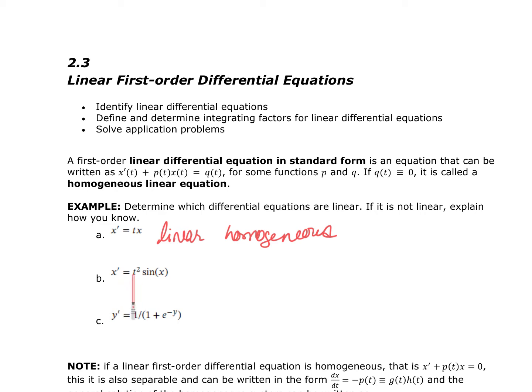Now for my second example, we know this is not linear, not because the t is squared, but because we have the sine of x. Sine makes this nonlinear because this is a function of x, where I've got it as sine, and that of course is not linear. So this is not linear. And then my last example here, we have y prime is equal to 1 over 1 plus e to the y. Again, this is not linear, not because of the structure necessarily, it's because we have e raised to the negative y. So this last example is also not linear.